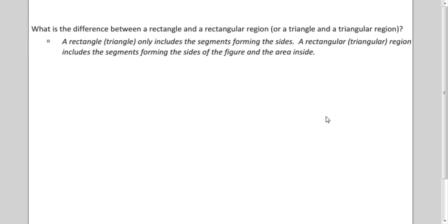Well, the rectangle is just the segments that make up the sides of the region. The region is if you take that boundary and include the interior as well. So there's a difference there.